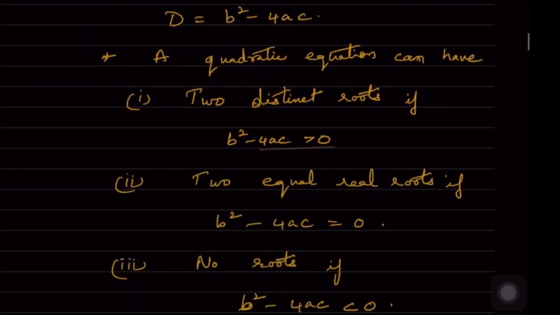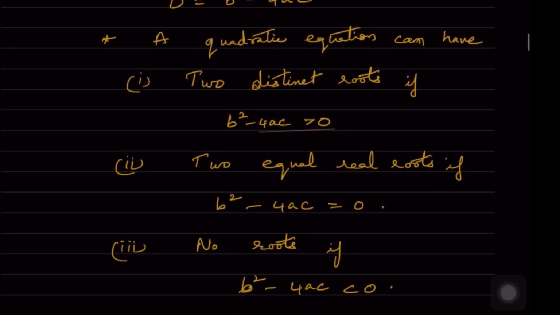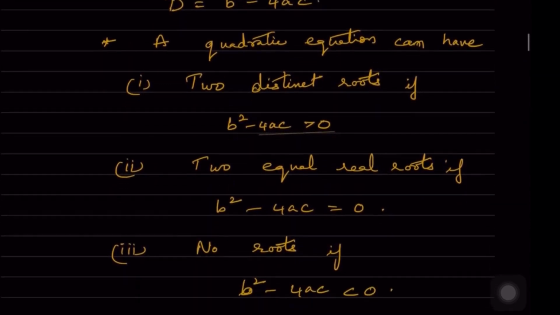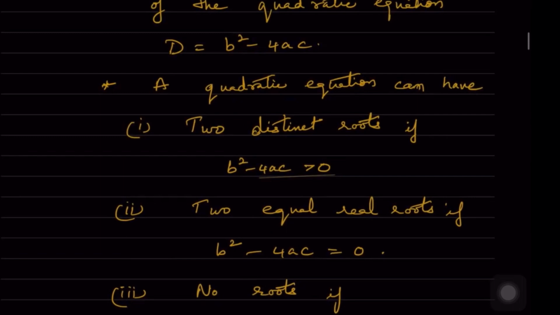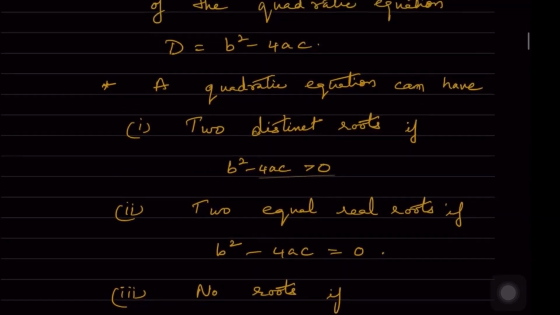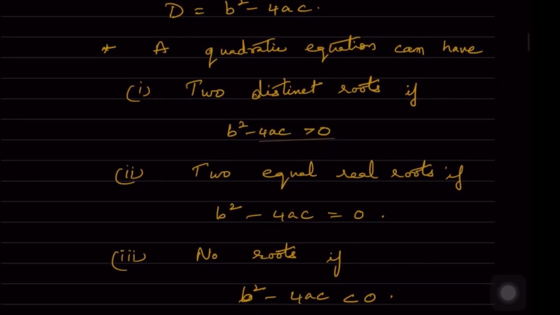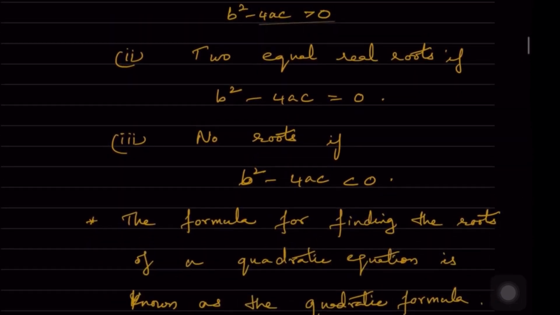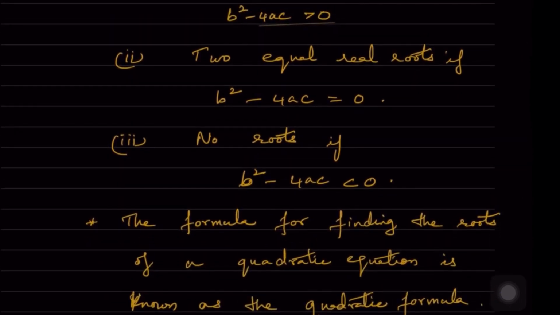Now what kind of roots the quadratic equation has will depend upon the discriminant. So if this d, that is b square minus 4ac, is greater than 0, you have two distinct roots. You will have two equal real roots if b square minus 4ac is equal to 0, that is d is equal to 0. And if d is less than 0, you will have no real roots at all.